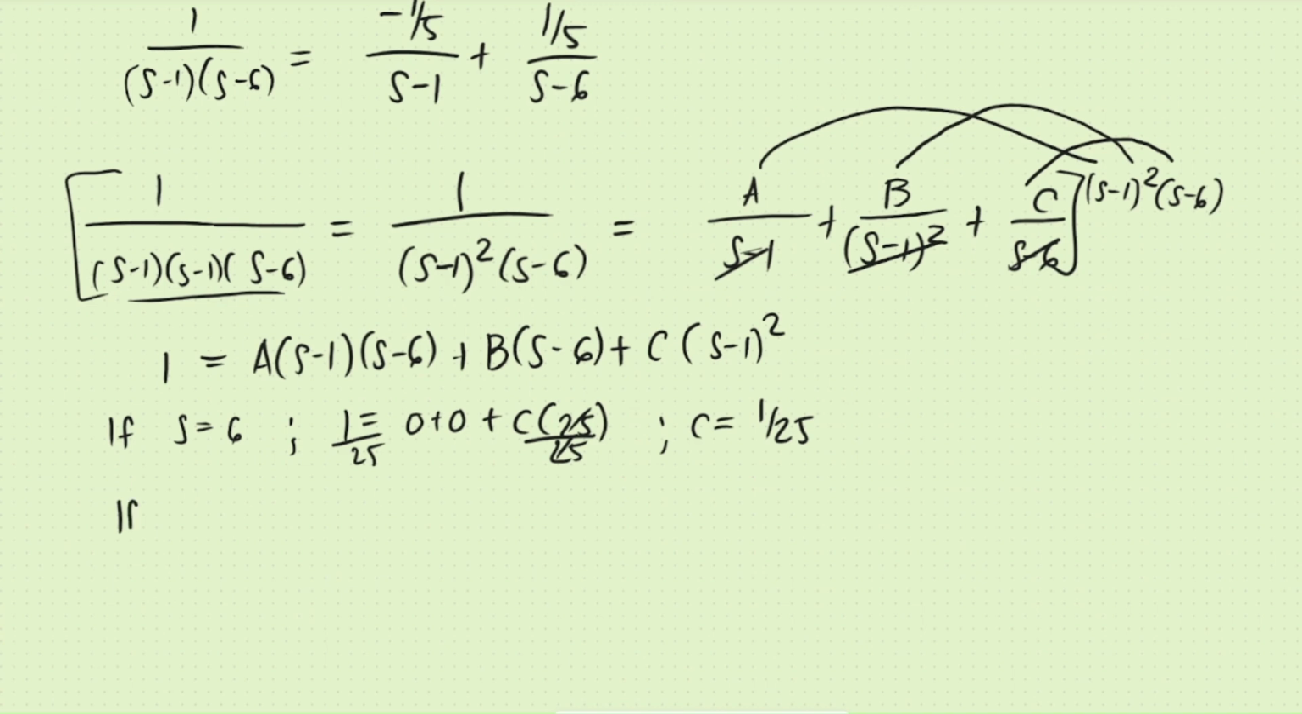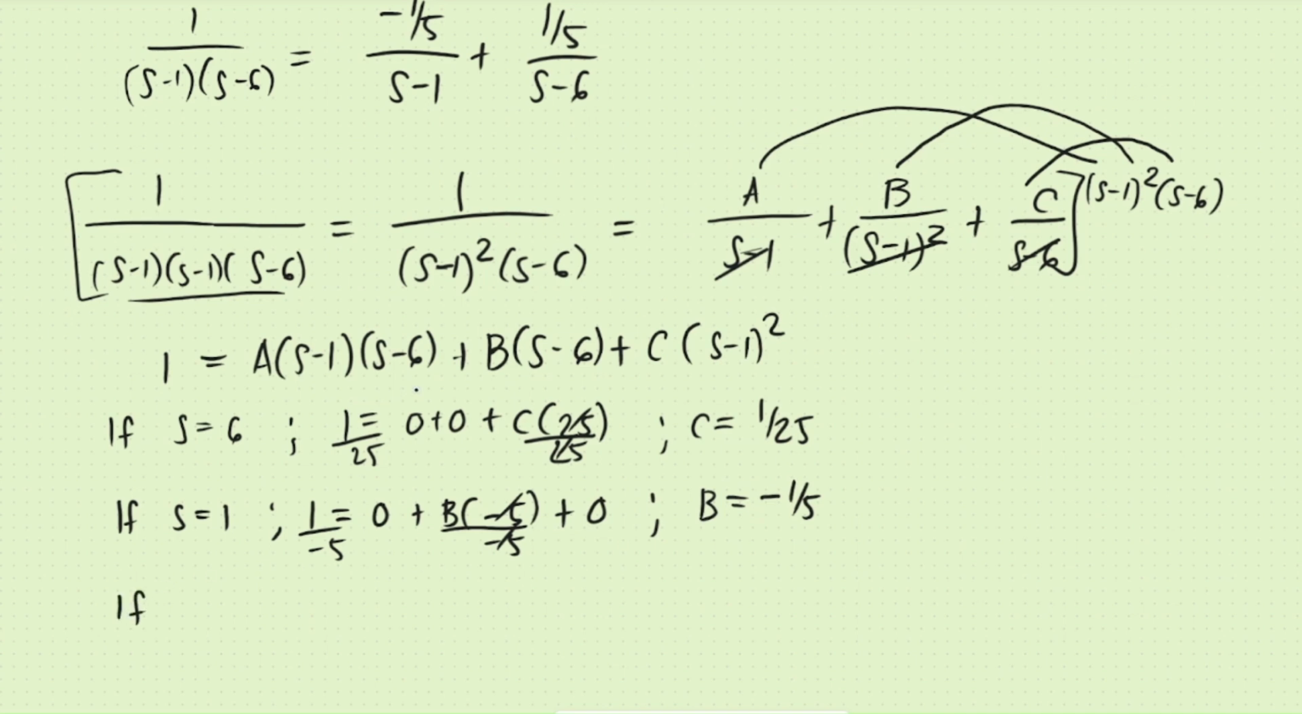How about if we set s is equal to 1? So this would be 1 is equal to, this term here would be 0. So we'd have 0. This one here would not be 0. That would be 1 minus 6, that would be negative 5. Let's just write negative 5 to save space. Plus c times 1 minus 1 is 0. So that's just 0. And our b now, we just divide by negative 5 both sides of the equation. So we'd have negative 1/5 for our b.